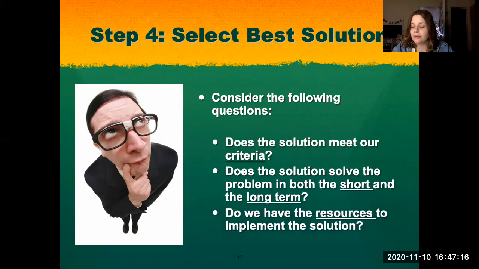So going back to the Texas State example, say there's no way that Texas State can afford to build another parking garage so close to campus, both because of the price of the land, but also the price of building a new building. That's going to be a limitation to whether that solution is going to be the best solution.